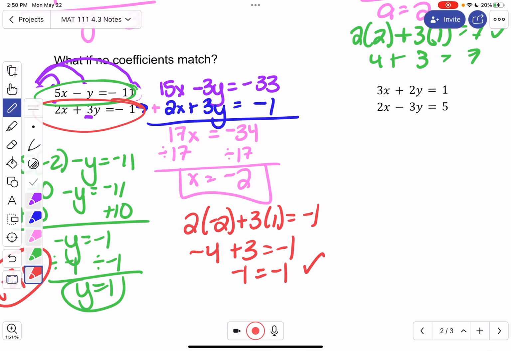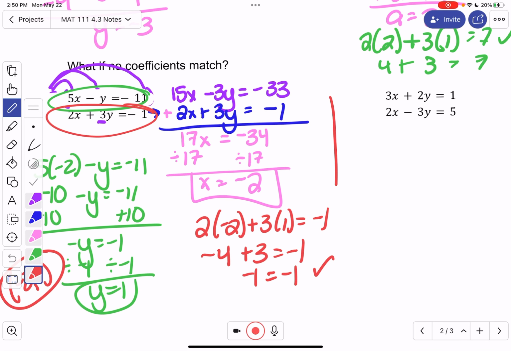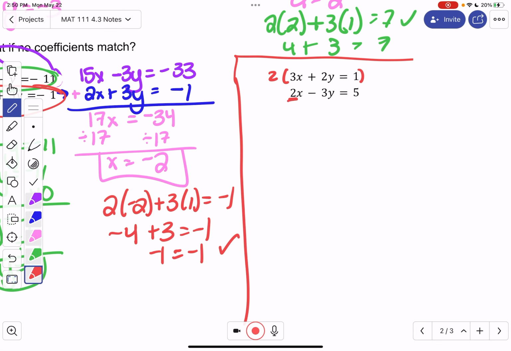Now, over on this one, we don't have an x or a y that's 1. So there's nothing we can just do to one equation. So we do both. So we decide x or y. I usually pick the x just because it's right in front, so it's easier to see. But I'm going to multiply this whole equation by 2 because that's what's in front of the x here.